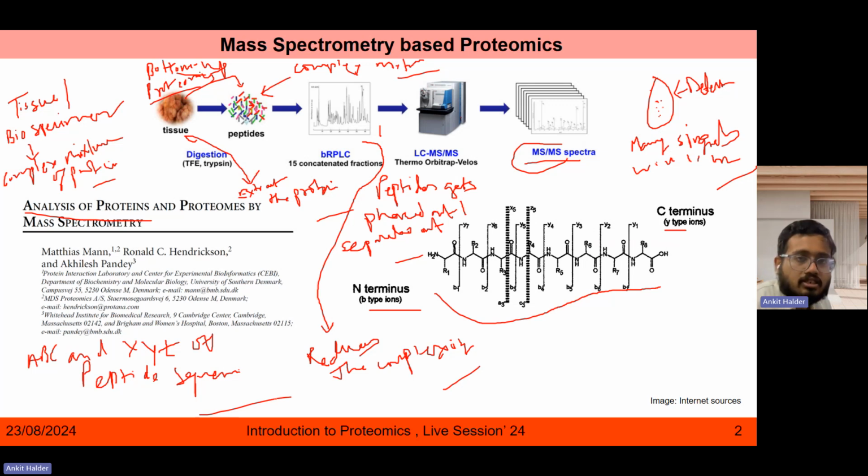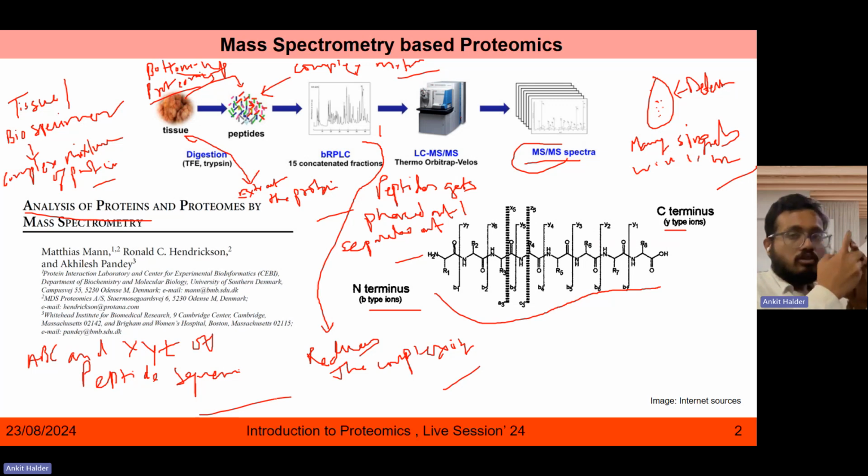So we are first extracting out the protein, then the protein is a complex mixture, then we are digesting it through proteolytic enzymes, in the method known as bottom-up proteomics. Of course, we will be looking into the detail of it in coming slides.